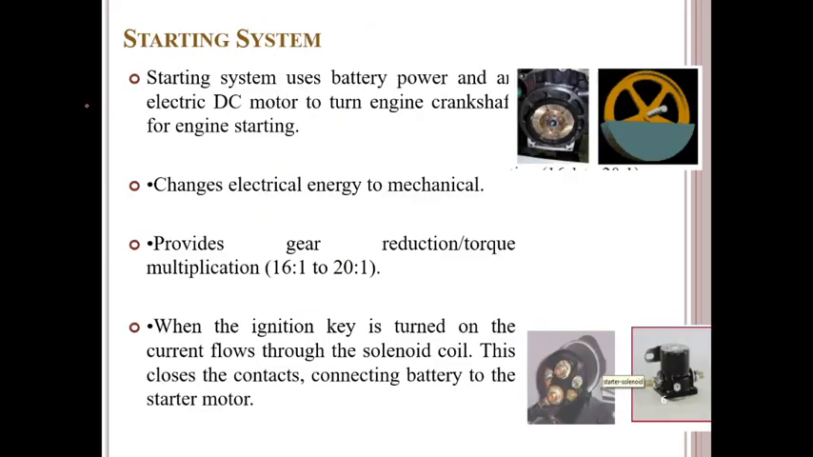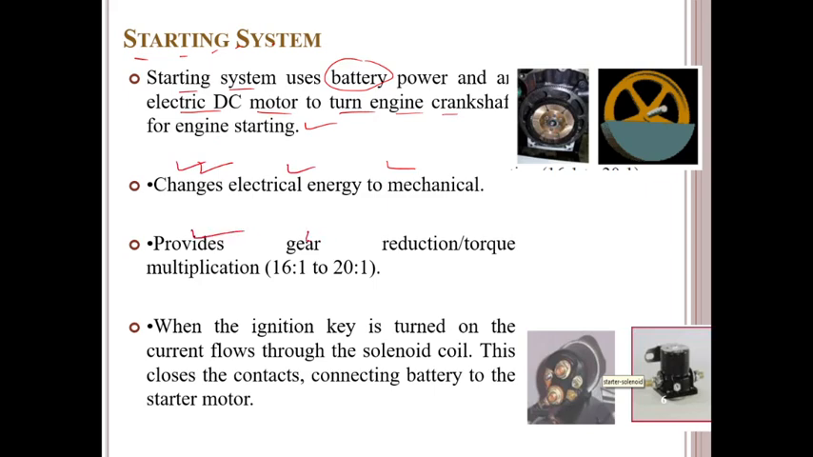Let's first discuss what the starting system is. The starting system uses battery power and an electric DC motor to turn the engine crankshaft for engine starting. This is called the starting system. It changes electrical energy to mechanical energy, and this is done with the help of the starting system.